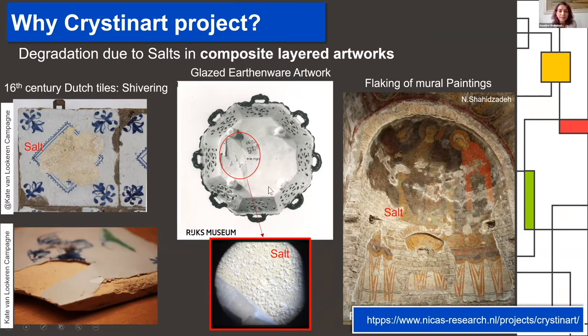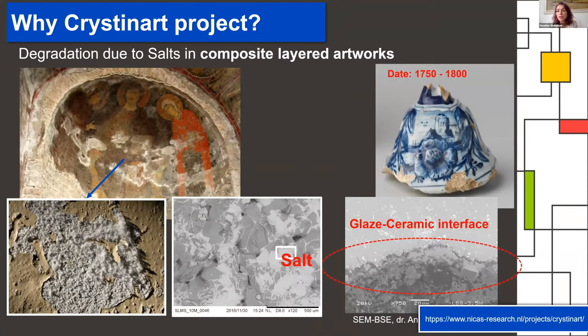And then at the center, you can see a glazed earthenware artwork where due to the salt crystallization, the object is damaged. And then for some outdoor environment cultural heritage points, we can see here, for example, a mural painting, which was completely damaged due to the salt crystallization. So if we look more deeply at these materials, we can see that most of these materials have a body which is a porous material.